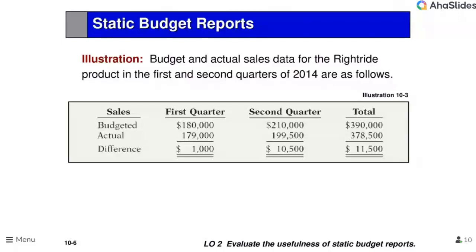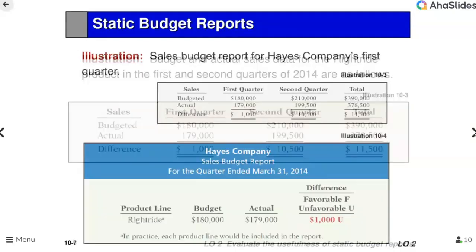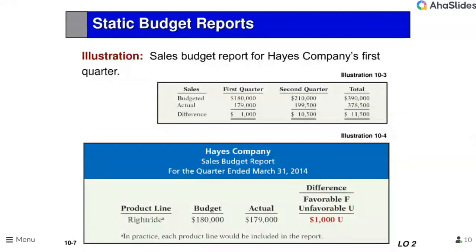Second quarter, budgeted 210, actual 199. And then we have total today, 390 and 378. So you see we have a difference here, and we have a difference in the second quarter. But when we go to look at that, what we do is we analyze that difference. And we call that difference, we don't say difference, we call it a variance.